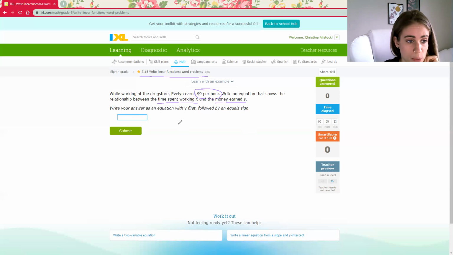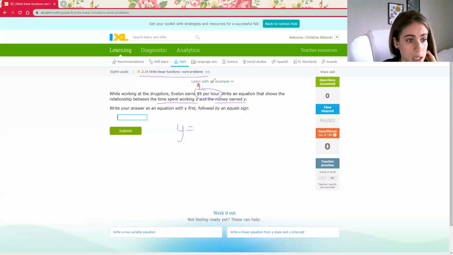So Y, which represents our money, is equal to something. Well, the total money she earns is going to be equal to how much money she makes per hour and how many hours she works. If we look at what I circled here, $9 per hour, one key thing, in case you guys didn't know this, is the word per represents multiplication. So we have $9 per, which is multiplication, and then hour.